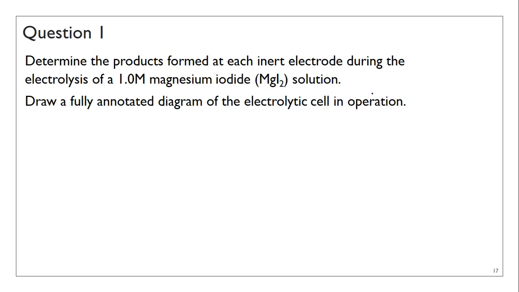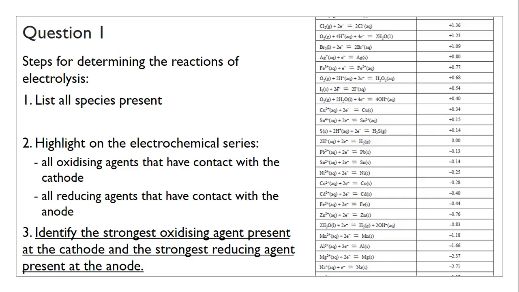So let's start with question 1. This is a very straightforward question. Determine the products formed at each inert electrode. So the question tells you during the electrolysis of 1.0 molar, so concentration is SLC, magnesium iodide solution, so you know it's aqueous. And then you need to draw a fully annotated diagram of the electrolytic cell in operation. Okay, so let's go through the steps.